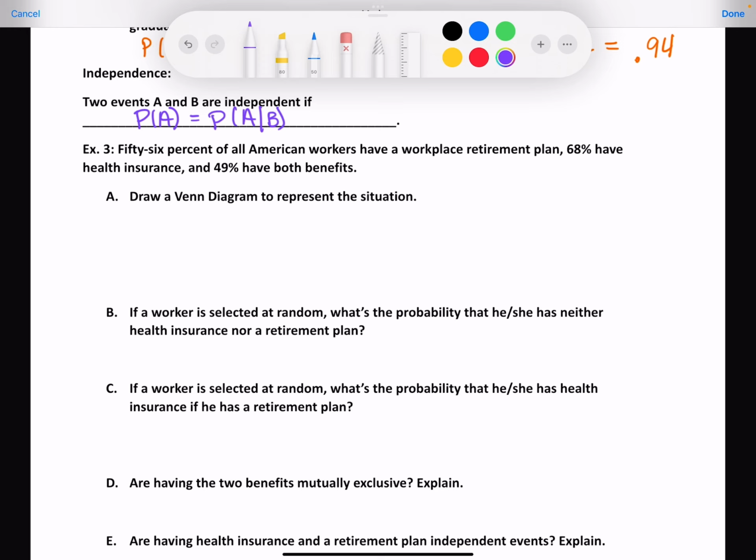All right. 56% of all American workers have a workplace retirement plan. 68% have health insurance, and 49% have both benefits. Actually, this one's easy. It gives us everything we need to know. Draw a Venn diagram to represent the situation. I'm going to represent retirement plan by RP and health insurance by HI, and both with a B or something. It doesn't really matter.